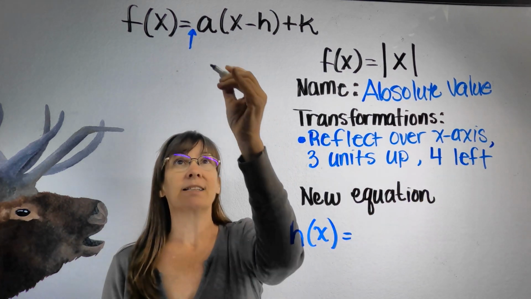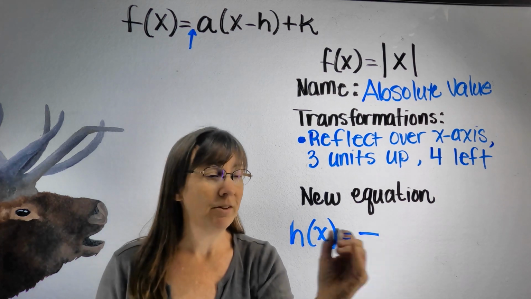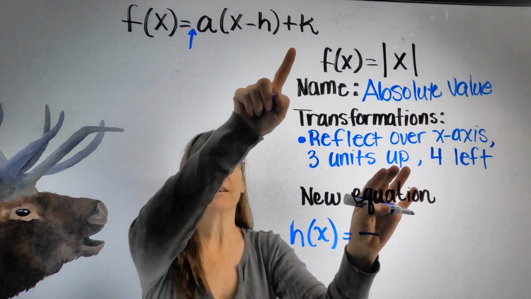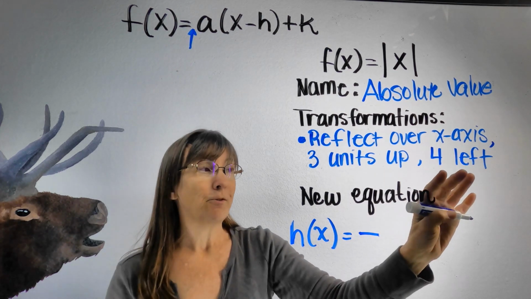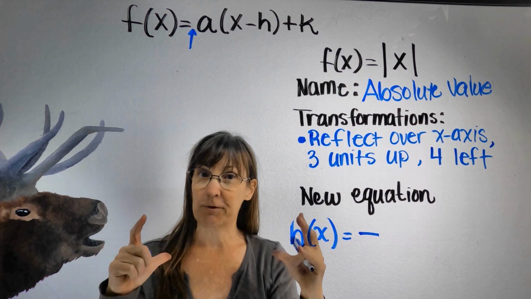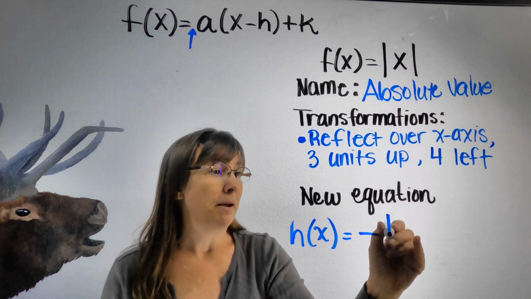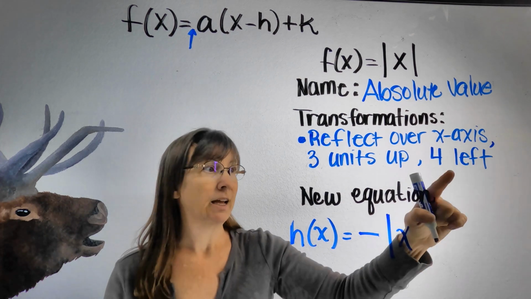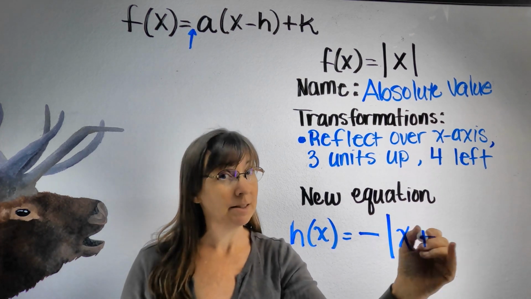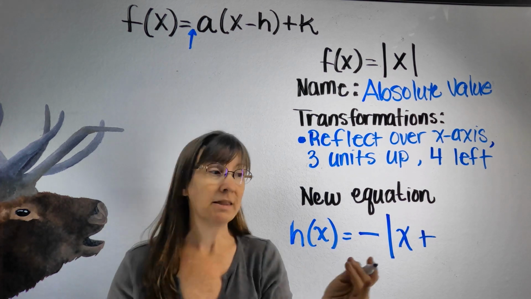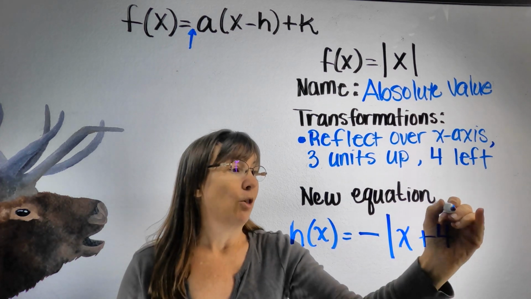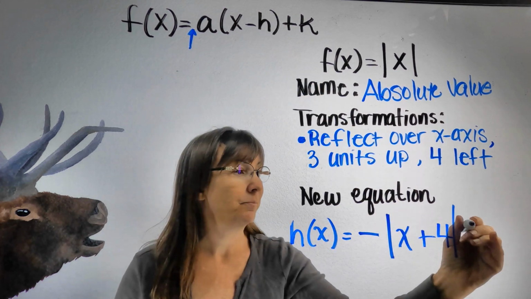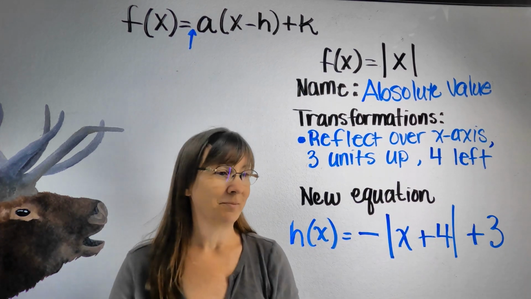Reflect over the x-axis, again, that is the negative that sits out front of the function. 3 units up, that's going to be the k at the very end. 4 units to the left, that's inside of the grouping symbol. So I'm going to make my grouping symbol, which is the absolute value symbol. And then we have our x. 4 left, that's plus, because remember it's opposite world inside of the parentheses. I'm going to close my grouping symbol, and then 3 units up, that's the k. And there you have it.